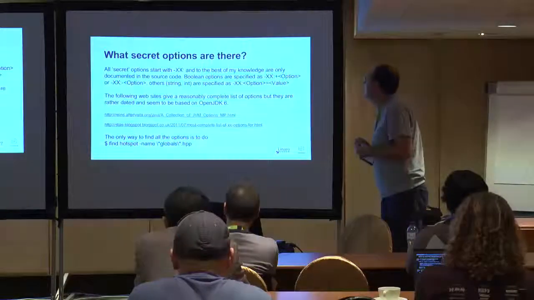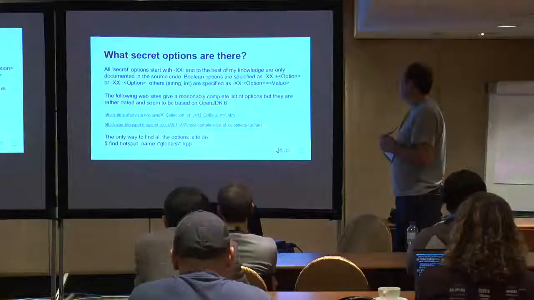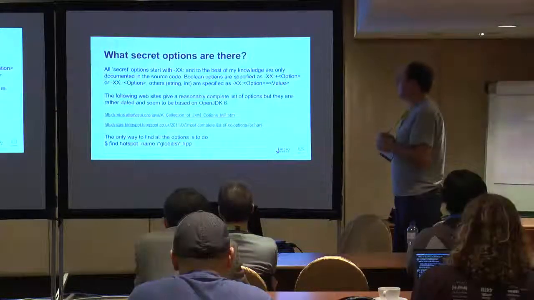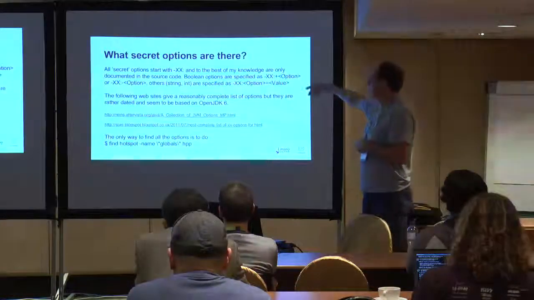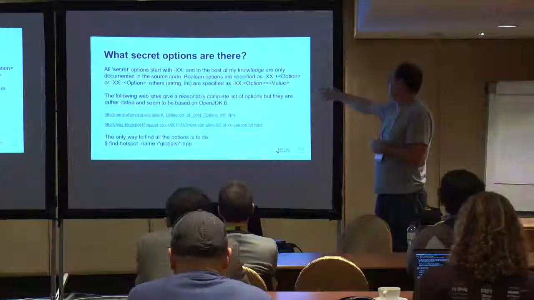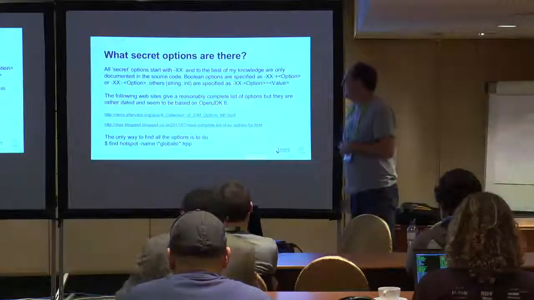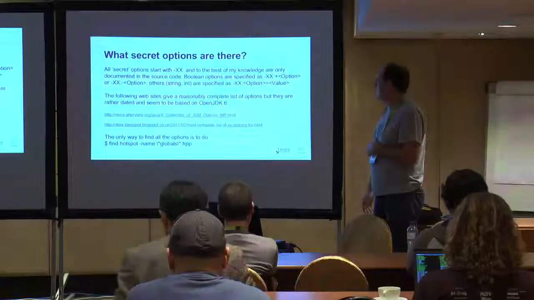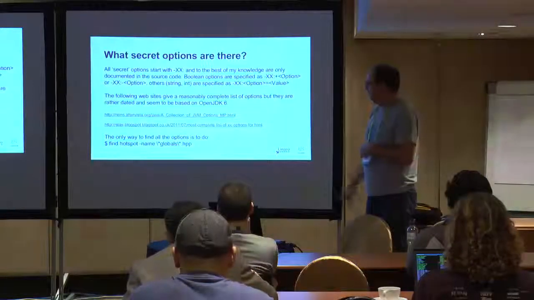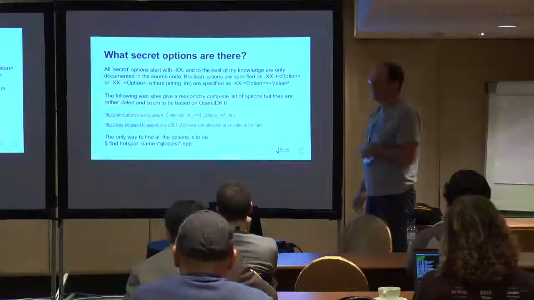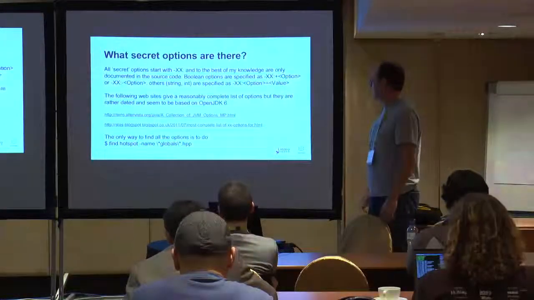All secret options are there. Okay, all secret options start with -XX: and are not documented. The only place they are formally documented is in the source code. For Boolean options you specify -XX:+ or -XX:-. For other string options, it's option=value. There are a couple of attempts to list these that people have made on different websites, but the only way to find all of them is to go into the source, and they're all in files named globals.hpp. It might be globals_c2 or globals_c1, depending on whether they're C1 or C2 options.